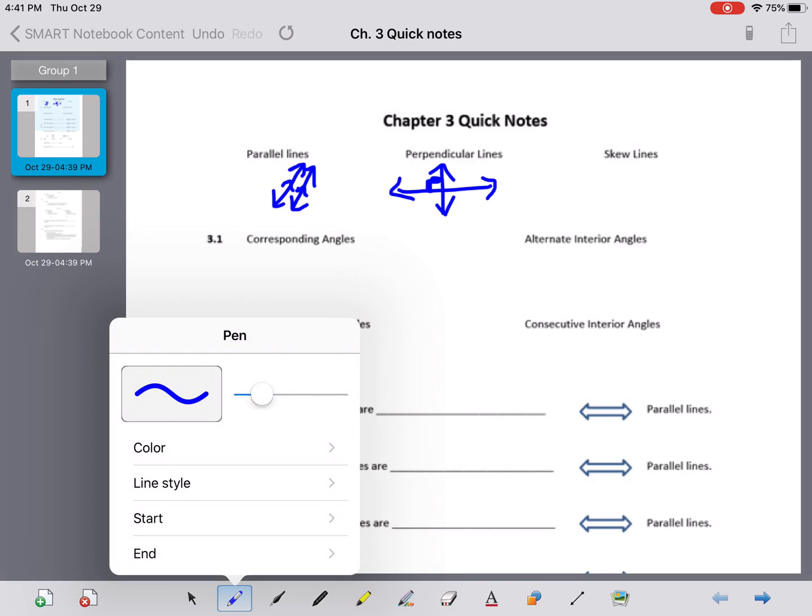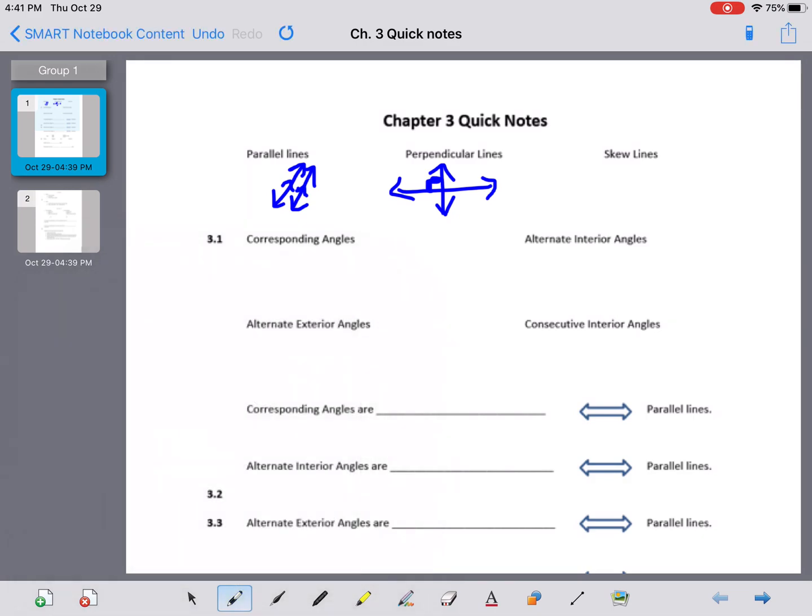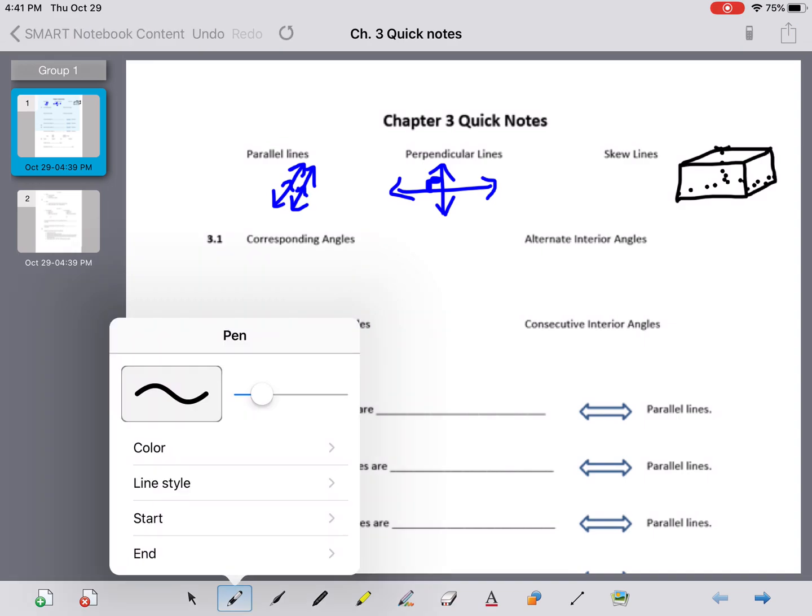Okay, skew lines, only on a three-dimensional object. So let me first draw a three-dimensional object, right? Try anyways. And we'll put some, these are the hardest ones, I guess, to draw, the invisible lines in the back, right? All right, going back to my blue here, skew line.